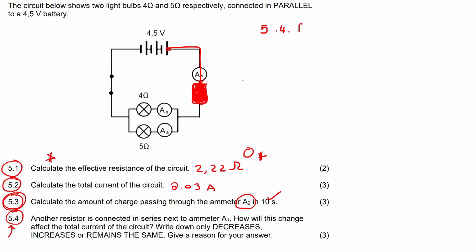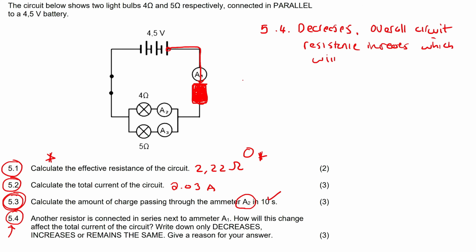Okay, in answering 5.4, they said how will this affect the total current? We will say that the total current will decrease, or they said decreases. And then the reason for that is that the overall circuit resistance increases, which will cause the total current of the circuit to decrease.